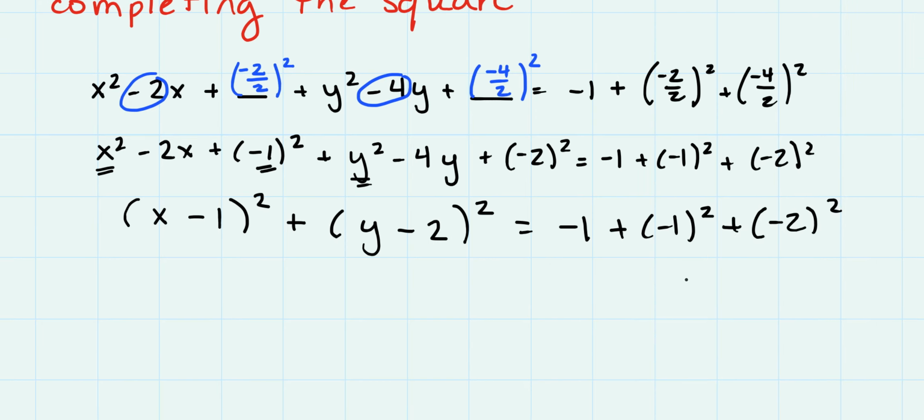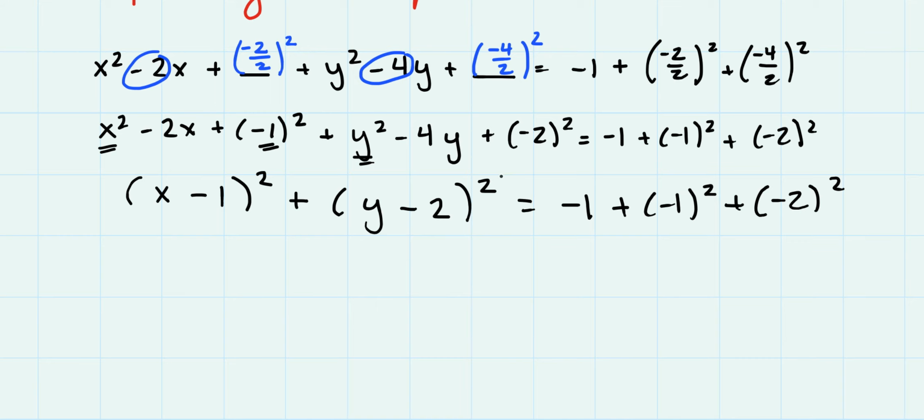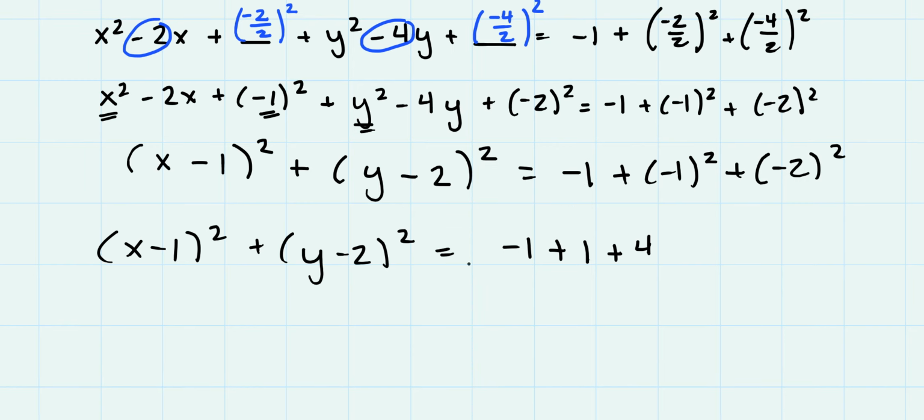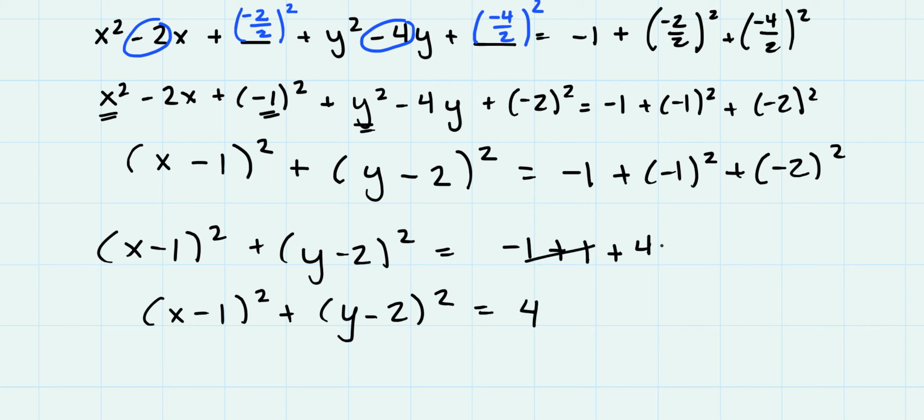So let's simplify this side over here. This left-hand side is exactly what we want. We have an x minus 1 squared, a y minus 2 squared, and on this side we're going to have a -1 plus 1 plus 4. Okay, so we're going to get x minus 1 squared plus y minus 2 squared is equal to, that's 5 minus 1, which is 4. Or you can cross these out and you just get a 4.